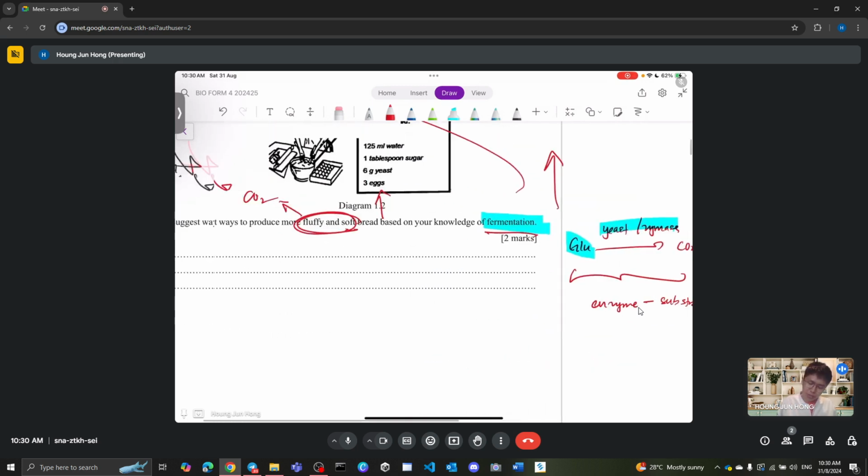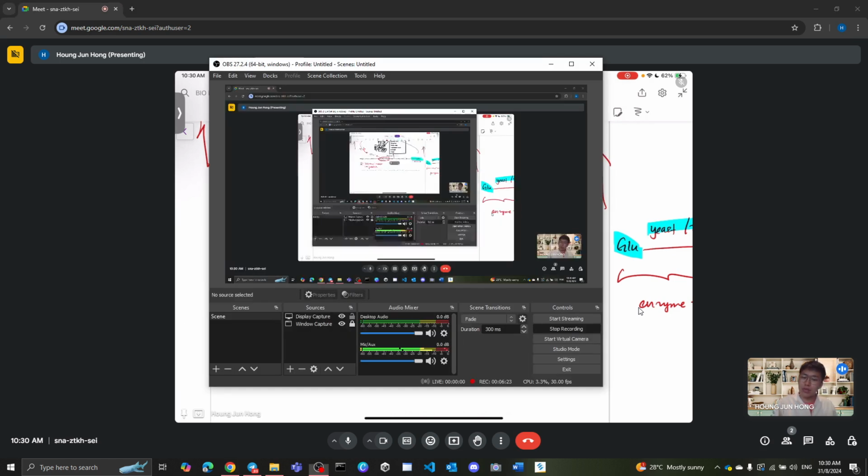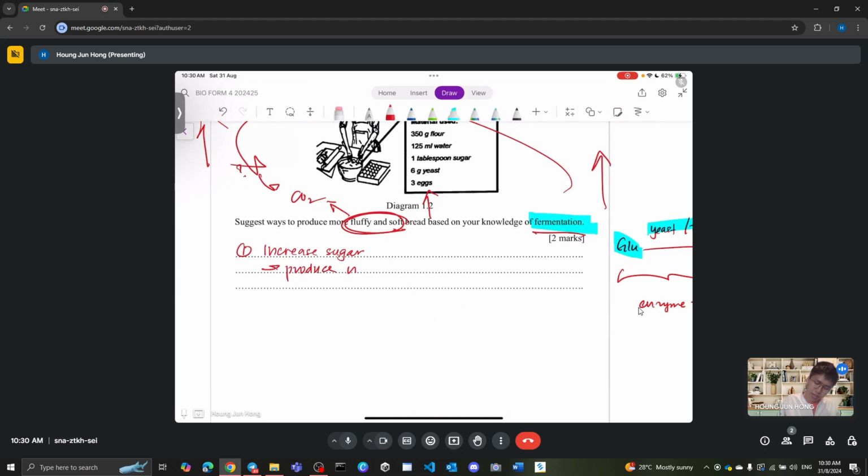Very straightforward. You can say either you increase sugar to produce more carbon dioxide, or you can increase your yeast. This is for the enzyme. Remember, yeast produces enzyme. The enzyme is called zymase.